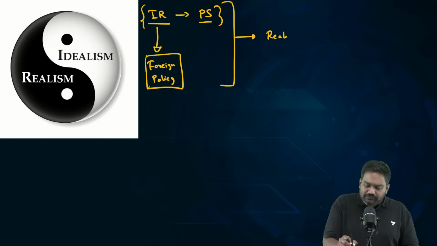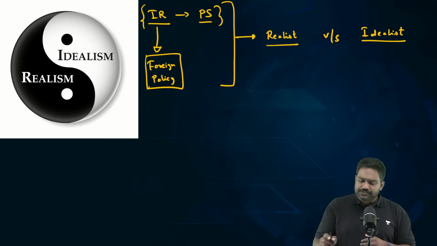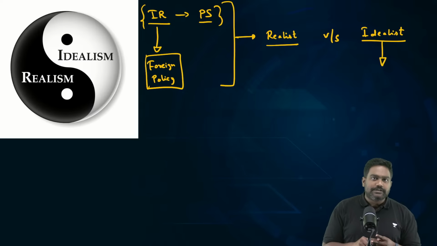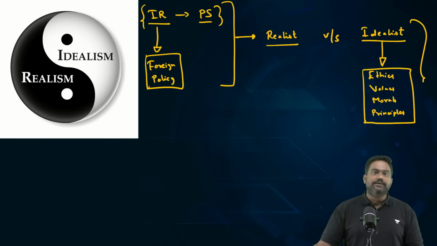Now, be it in theory or in practice, international relations is often divided into two schools of thought: the idealist and the realist school of thought. The idealist school of thought believes that in foreign policy, in political relations, in international politics, there should be focus on ethics, values, morals, principles should be guiding the policy of the states. This is considered as idealist foreign policy.